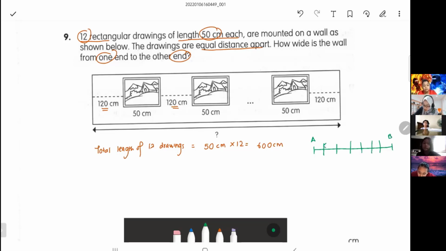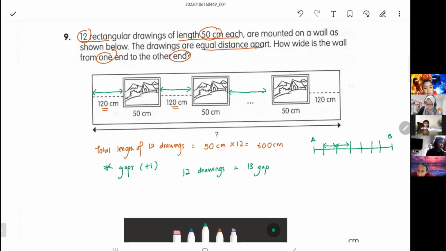These are gaps in between. This is called gaps, okay, which means these are the gaps. So usually for gaps, you need to actually plus 1. For gaps, you must always plus 1. That is the rule. Always the rule. So if I have 12 drawings, I'm going to have 13 gaps. Why? Because I plus 1.